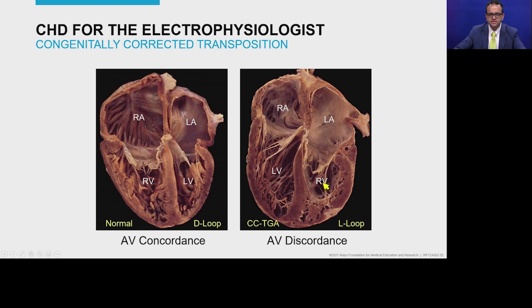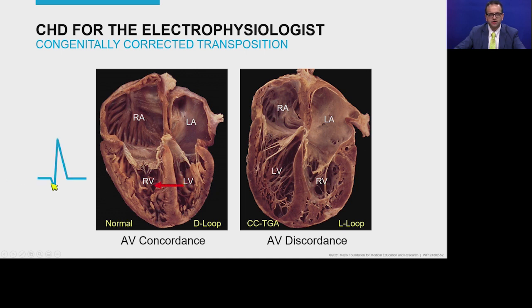Now, whenever there is this discordance, the bundle branches follow the ventricles and the valves also follow the ventricles. So if the left bundle comes here and the right bundle comes here, the septal activation is going to become from right to left rather than normally left to right.